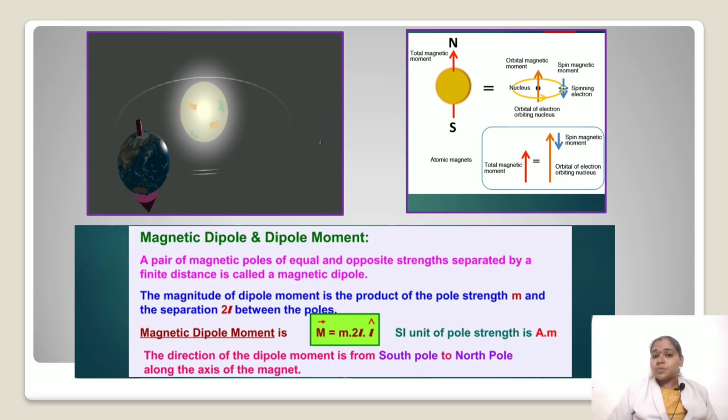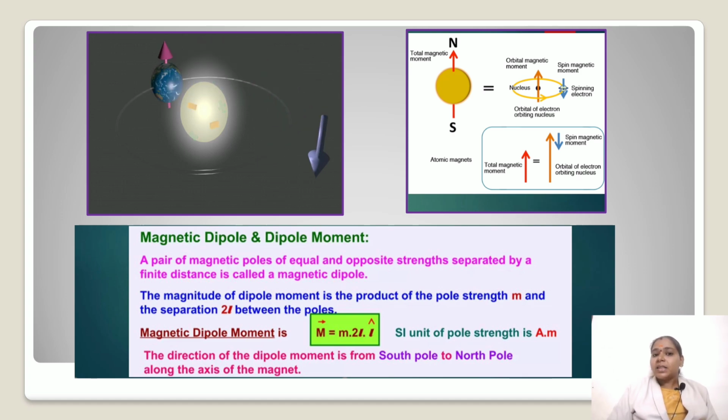Okay, now let's explore the concept of magnetic dipole and its dipole moment, which are key to understanding magnetic materials at a deeper level. A magnetic dipole consists of a pair of equal and opposite magnetic poles, like the north and south poles of a magnet, that are separated by a small finite distance. You can think of it like a tiny bar magnet. The dipole moment is a measure of the strength of this magnet.